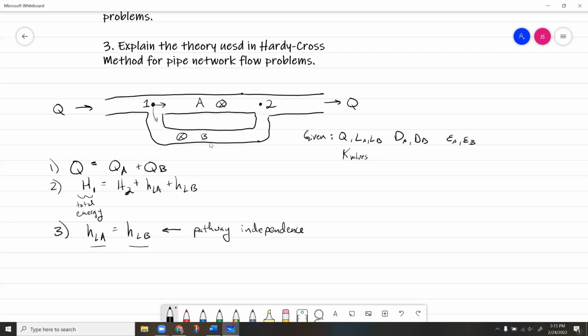And that holds for even bigger branch pipe systems that might have networks that go in and out. So essentially, if I go this way, the energy loss is going to be the same as if I were to go this way, just as an example.